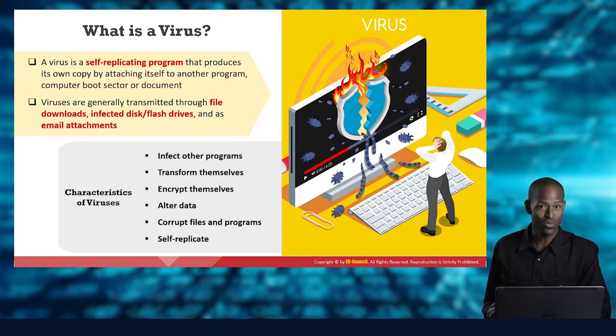What is a virus? Well, a virus is a sophisticated piece of code. It's malware. A virus is self-replicating. It produces its own copy. It attaches itself to another program. So what it does is a virus requires a vector. A virus cannot, in and of itself, like a worm would be able to do, move from place to place. So the virus requires something else, like another program or a computer boot sector or document, some way that it can attach itself to, or use some other mechanism to send itself from one place to another.